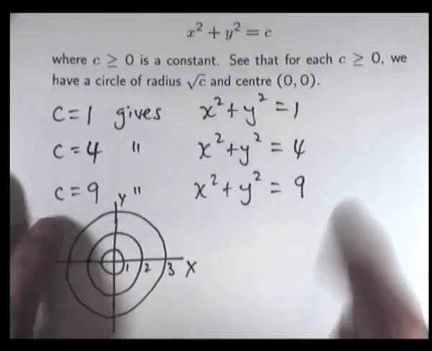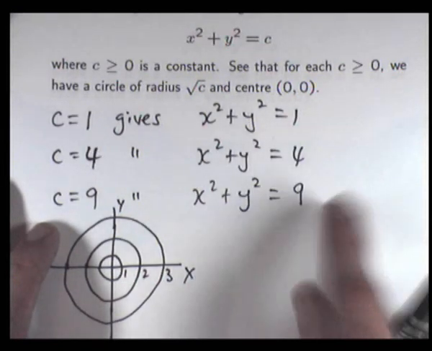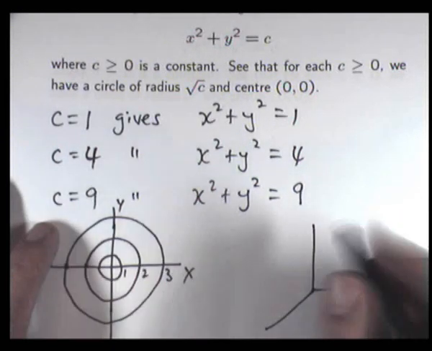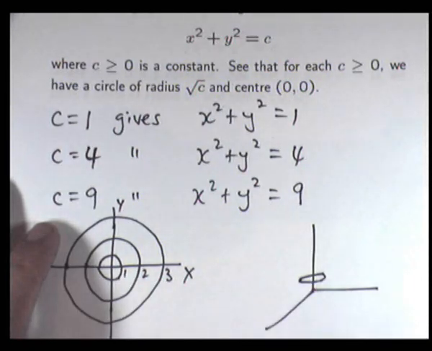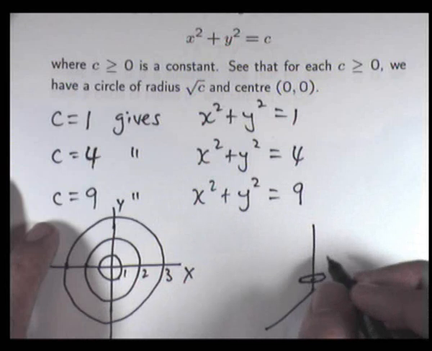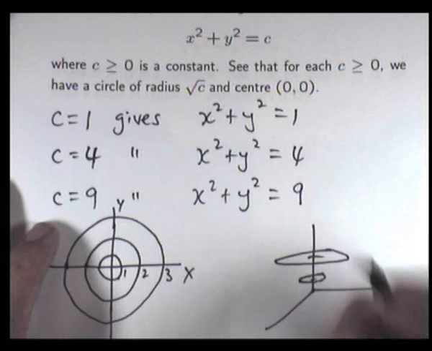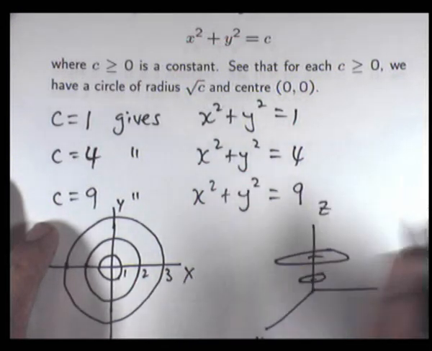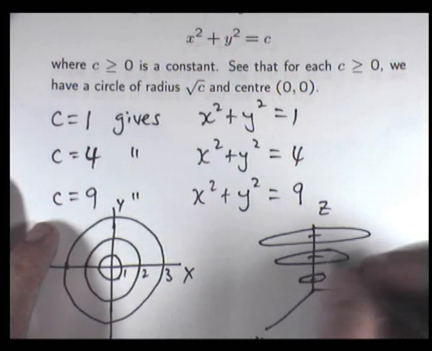Well, what do these look like in three-dimensional space? Remember, this number here is the height above or below the xy plane that this circle lies in. So this one and this one are going to be the same curve at a height 1. Then we're going to go up a little higher to 4. So it will be 4 on the z-axis, and then you would even go higher to 9.